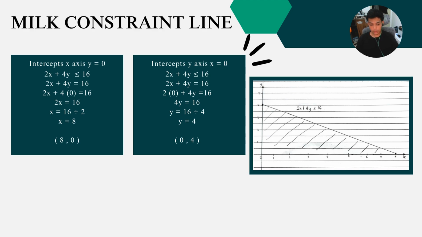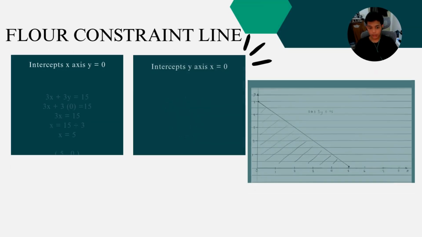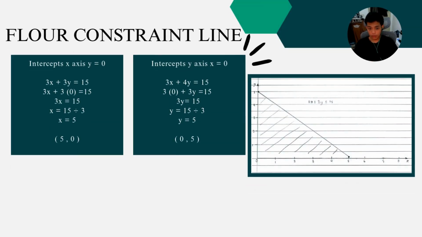Okay, moving to the graph on the right, we can see the straight line connecting the two intercepts. This line represents the boundary for the constraint 2x plus 4y less than or equal to 16. The shaded region below the line shows all the feasible solutions, or the combinations of x and y. After that, I will explain the second constraint line.